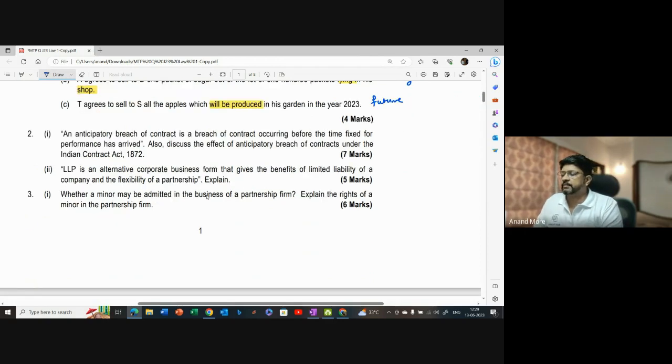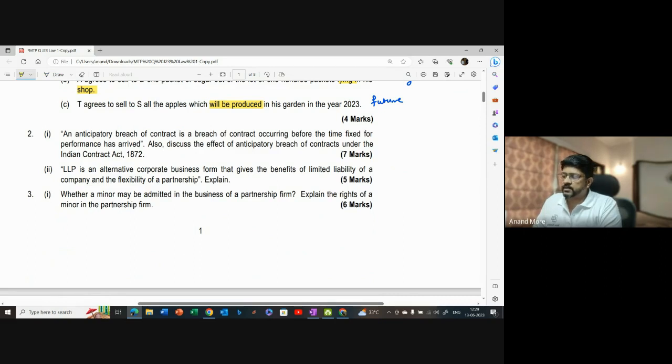An anticipatory breach of a contract is a breach of contract occurring before the time fixed for the performance has arrived. Also discuss the effect of anticipatory breach of the contract under the Indian Contract Act of 1872. Very good. This is a question of 7 marks. So what is the meaning of anticipatory breach?